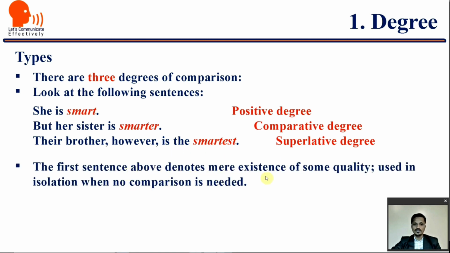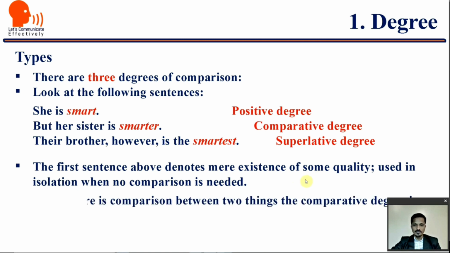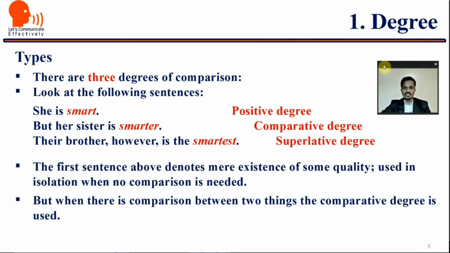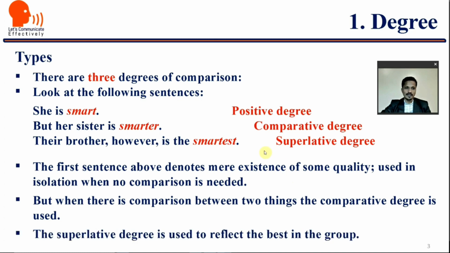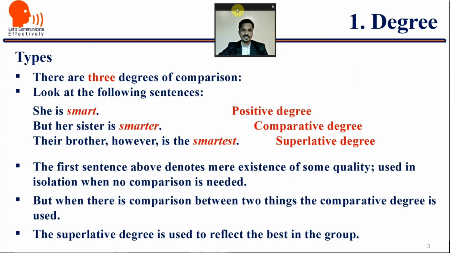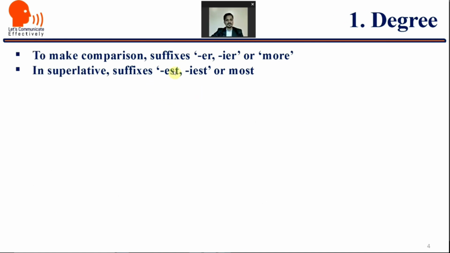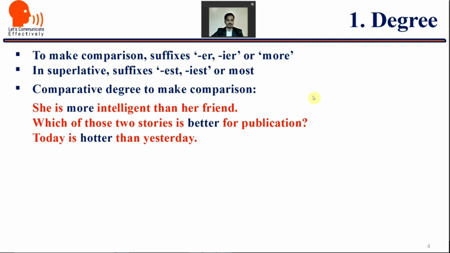So the first sentence denotes mere existence of some quality, and it is used in isolation when there is no need of any comparison. But when there is comparison between 2 things, the comparative degree is used, and the superlative degree is used to reflect the best in the group. Now in the third sentence, amongst these 3, the brother is the smartest. Let's move ahead. So to make comparisons, suffixes er or ier or more is used, and in superlatives, suffixes est, iest or most is used.